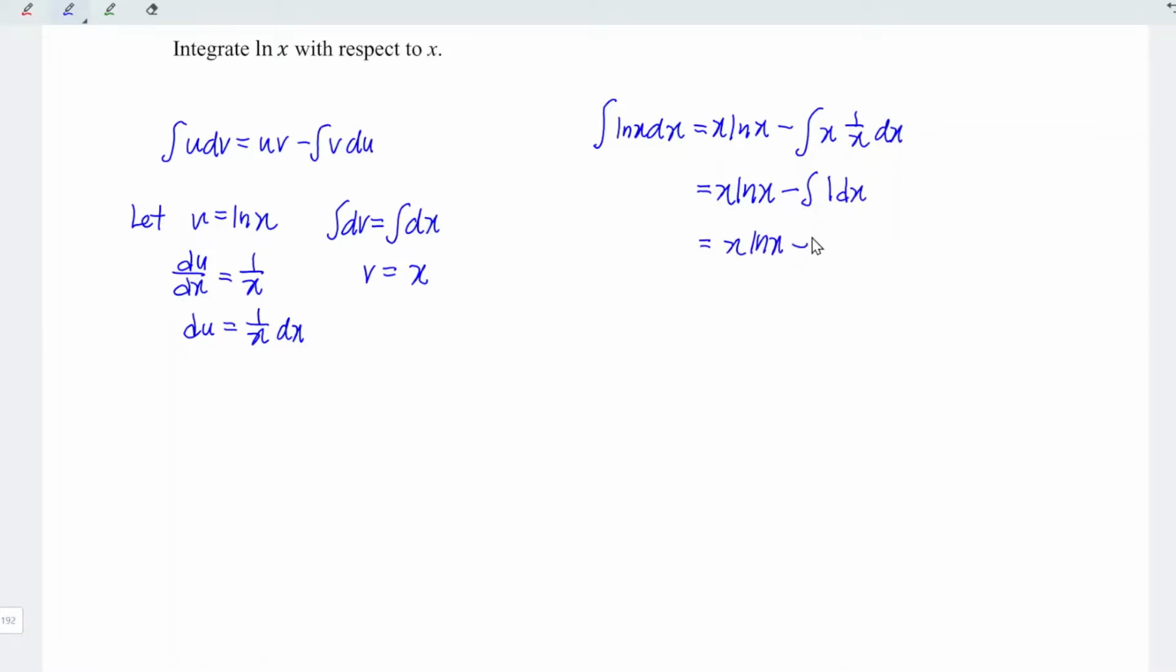When we integrate 1, we should obtain x. Remember to add the constant c, which means that the integral of ln x dx is equal to x times ln x minus x plus constant c.